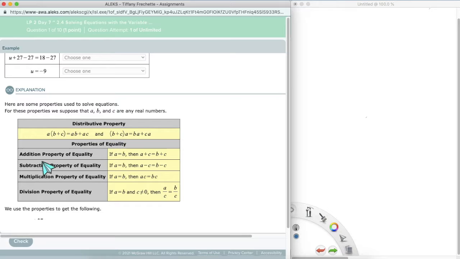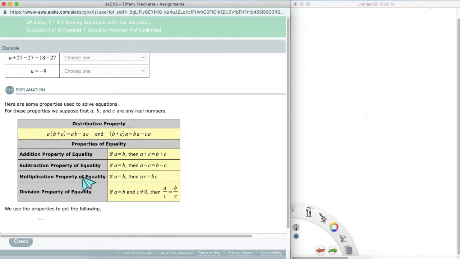We have addition property, which means I can add the same thing to both sides. So I had A equals B, now I have A plus C equals B plus C because I'm increasing it by the same amount on both sides. So that's addition property. Subtraction property, same idea. I can decrease something by the same amount.